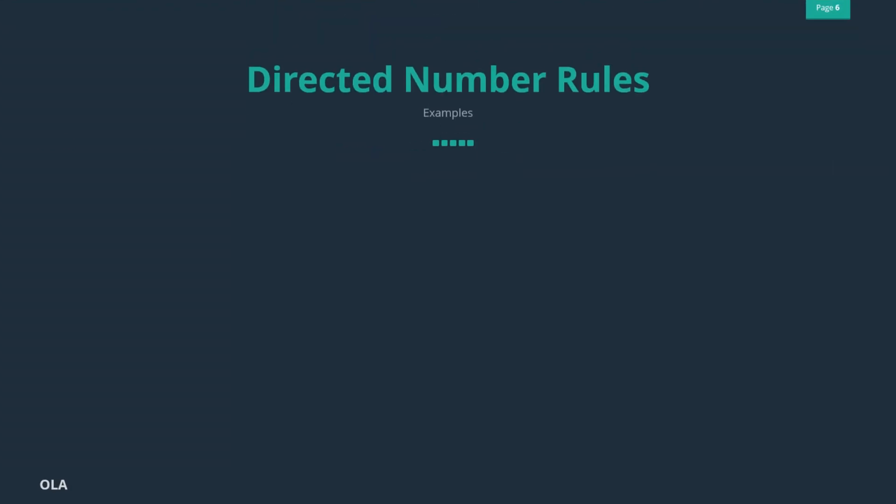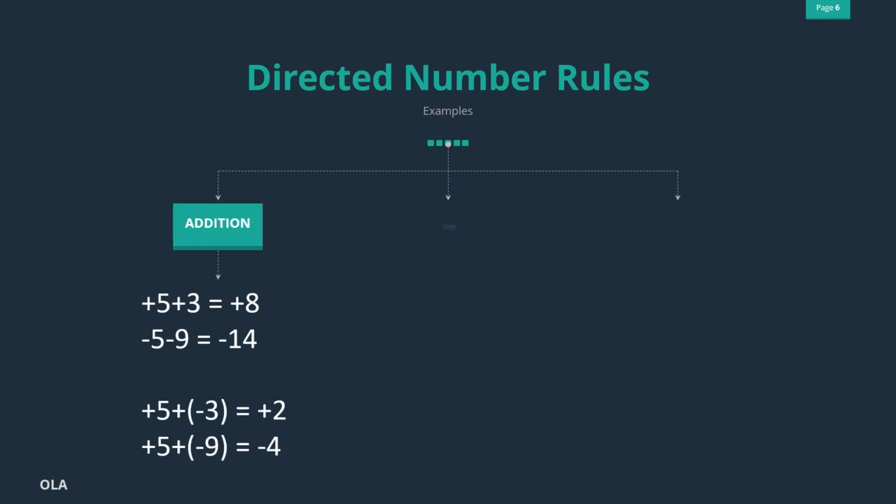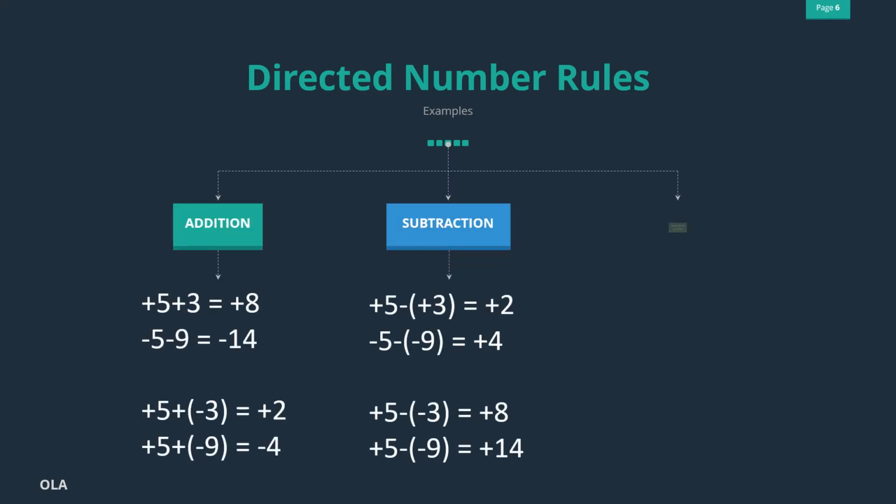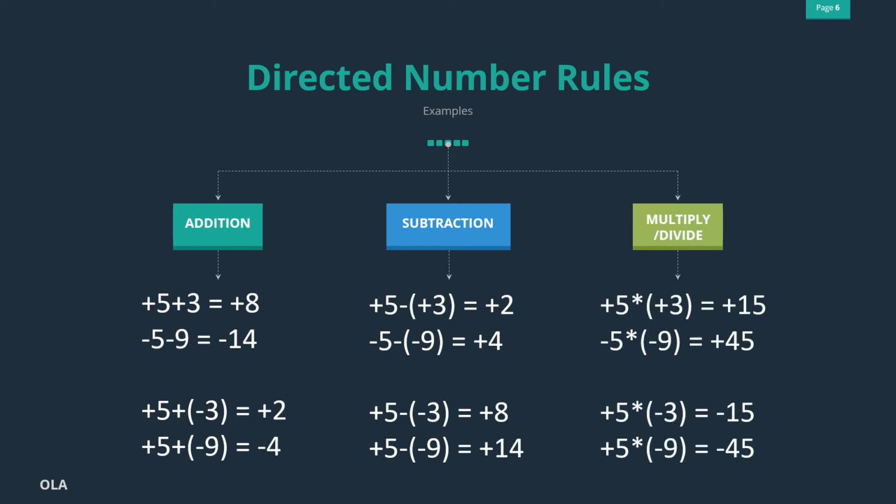Addition examples. When we add plus 5 and plus 3, we get plus 8. When we add minus 5 and minus 9, we get minus 14. When we add plus 5 and minus 3, we get plus 2. When we add plus 5 and minus 9, we get minus 4.